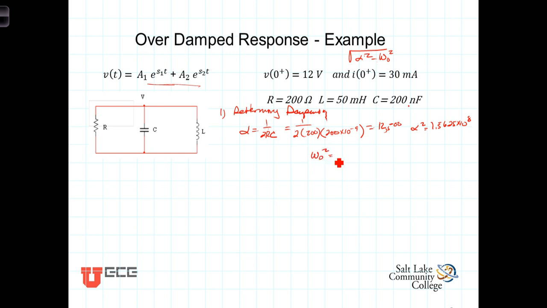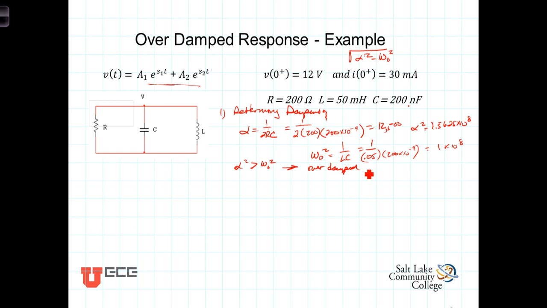Omega naught squared is equal to 1 over LC, which is equal to 1 over L, which is 50 millihenries, 0.05, times C, once again, 200 times 10 to the minus 9th. And omega naught squared then turns out to equal 1 times 10 to the 8th. So we have alpha squared is 1.5625 times 10 to the 8th, which is greater than 1 times 10 to the 8th. Therefore, alpha squared is greater than omega naught squared, and we have an overdamped circuit.